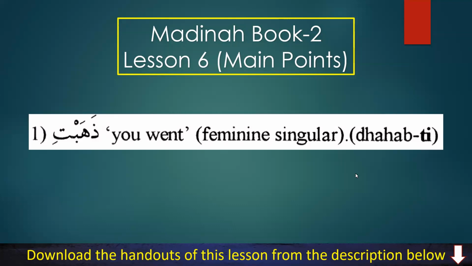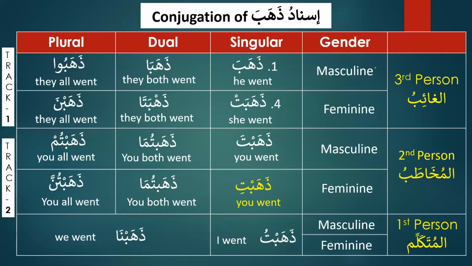Let's say you're talking to your sister or your daughter or anyone who is singular feminine to you, then we will ask the question saying "Adhabti ila al-jamia?" or "Adhabti ila al-madrasa?" So dhahabti is "you went" for the feminine singular. Then, as you can see over here, we have the conjugation of the past tense of dhahaba, and what we have to do, slowly but surely, is memorize the conjugation because it's very, very important.